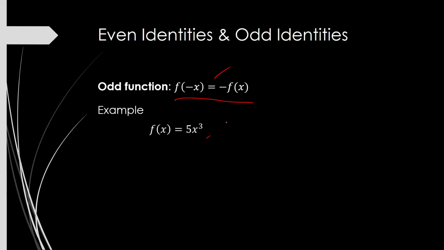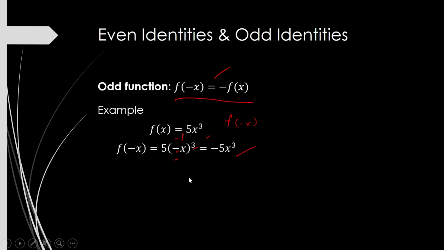So what you do is you compute for f of negative x. What is that equal to? Well, f of negative x is equal to 5 times negative x, all of that raised to 3. And you know the rules on exponents. You have a negative 1 coefficient here, and so negative 1 times negative 1 times negative 1 is negative. And so it's equal to negative 5 times x cubed.